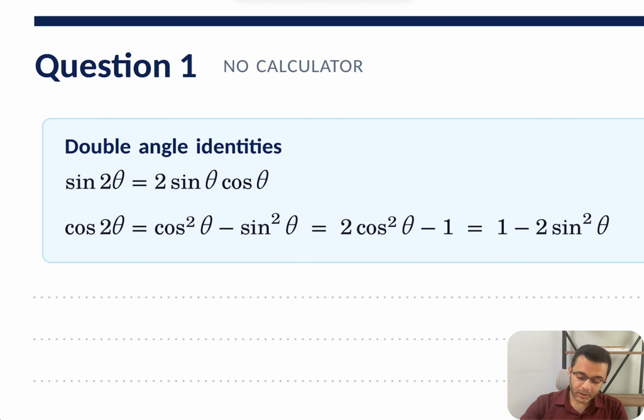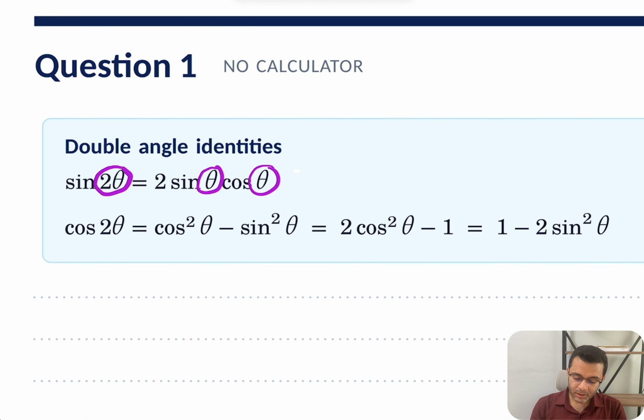Now, to apply them correctly, you need to understand two things. First, whatever angle you have here on the left, it will be double of the angle that you have on the right. That's why we call them double angle identities. So for example, if you have here, let's say 10x, then here it will be 5x. Half of 10x will be 5x. If you have here, let's say 80 degrees, then here it will be 40 degrees. Half of 80 will be 40.